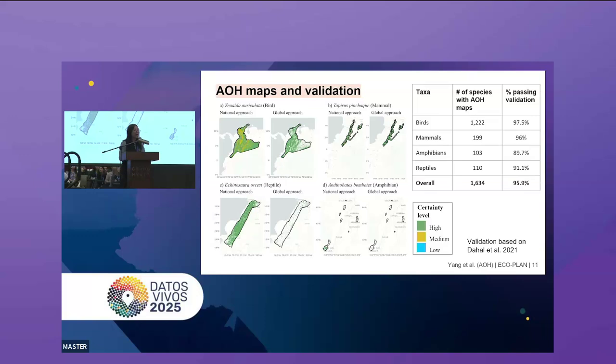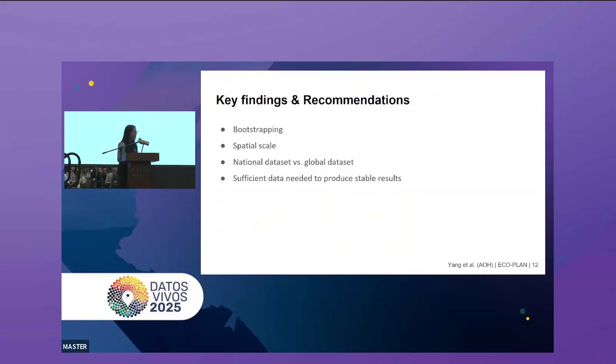And we applied the state-of-the-art validation method developed by DeHaal et al. and found that the overall percentage of maps passing the validation is about 96%, supporting the overall performance of our dataset. To sum up the key findings from this analysis, bootstrapping is a pretty straightforward but effective way to visualize uncertainty as well as reducing uncertainty or producing more robust and consistent results.